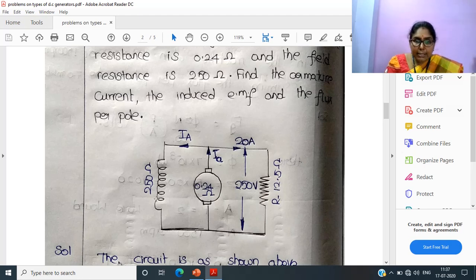Here the generator has a shunt field winding of 250 ohms, the load resistance is 12.5 ohms, and the armature resistance is 0.24 ohms. I am representing here the armature current symbol and direction, and similarly the shunt current and the load current here.